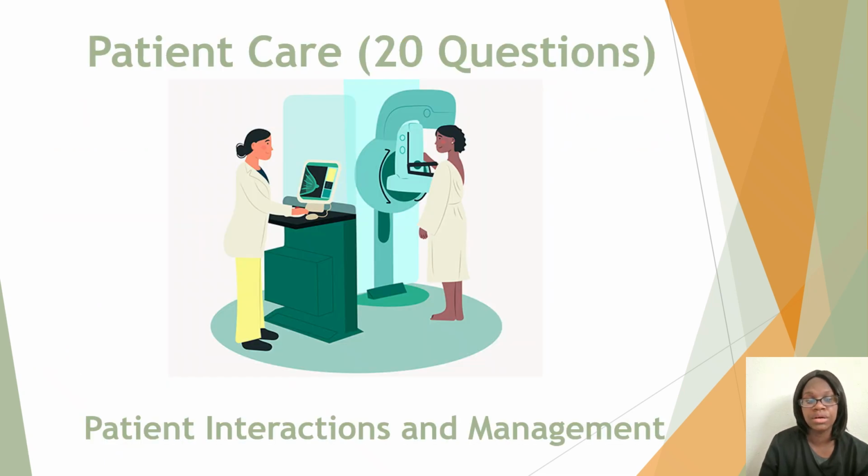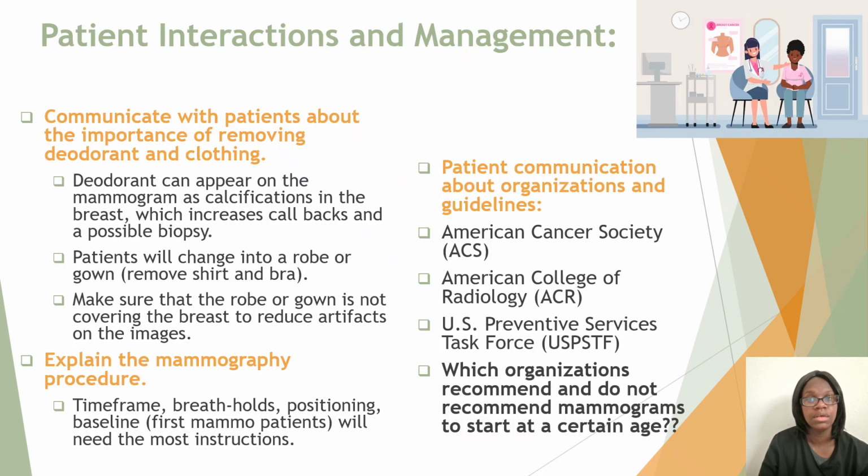Okay, so here is the breakdown. We'll start with patient care. For patient care, there will be 20 questions and it will talk about patient interactions and management. This section is not only helpful for your registry, it is also helpful whenever you work as a technologist because this determines how the patient results will come out and how they will be diagnosed.